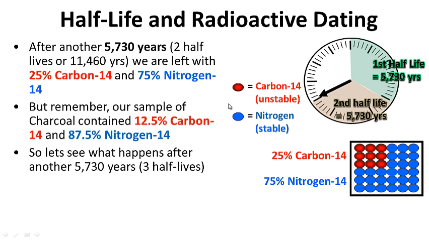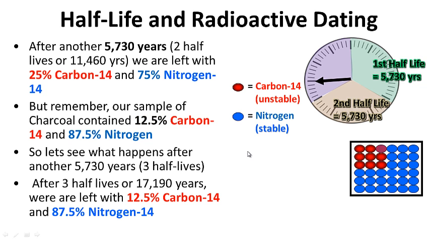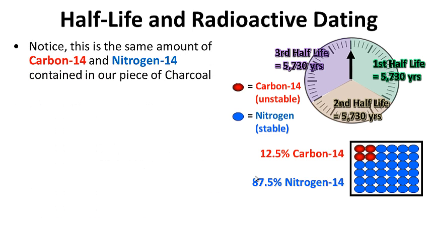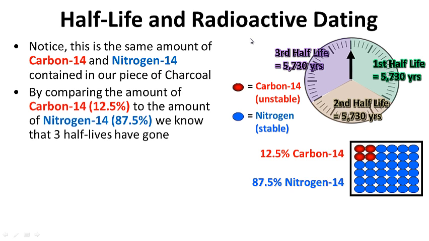So let's see what happens after yet another 5,730 years, or 3 half-lives go by. After 3 half-lives, we are left with 12.5% carbon-14 and 87.5% nitrogen-14. Notice this is the same amount of carbon-14 and nitrogen-14 contained in our piece of charcoal. By comparing the amount of carbon-14 to the amount of nitrogen, we know that 3 half-lives have gone by.